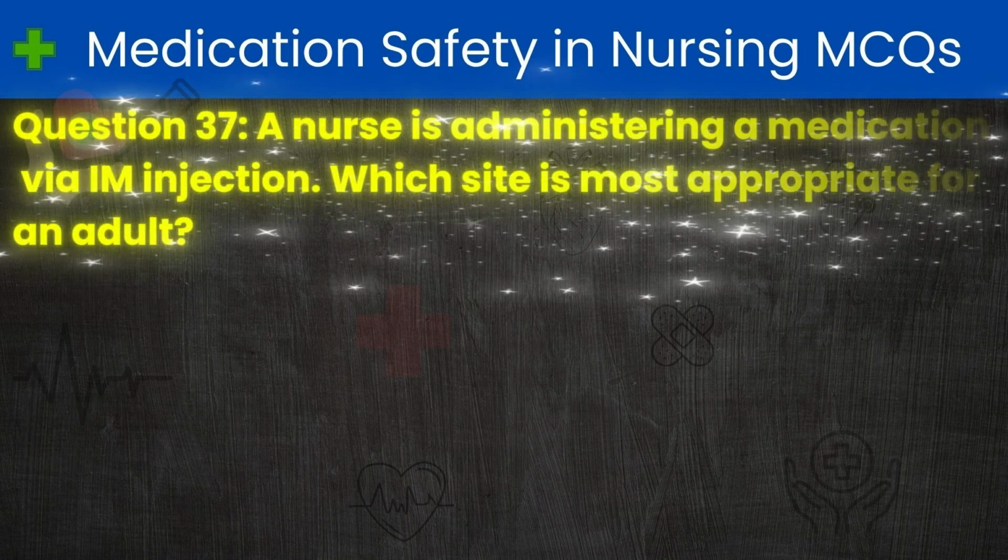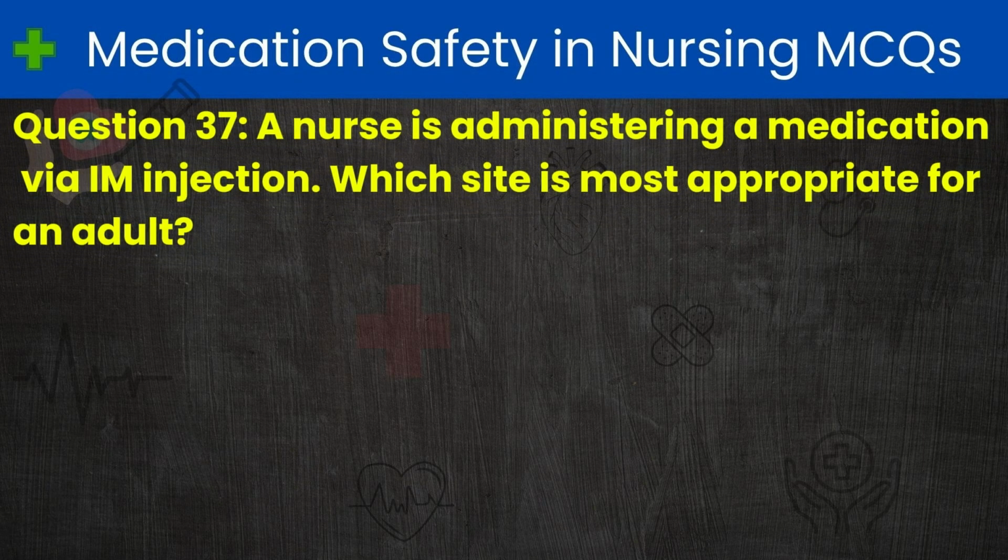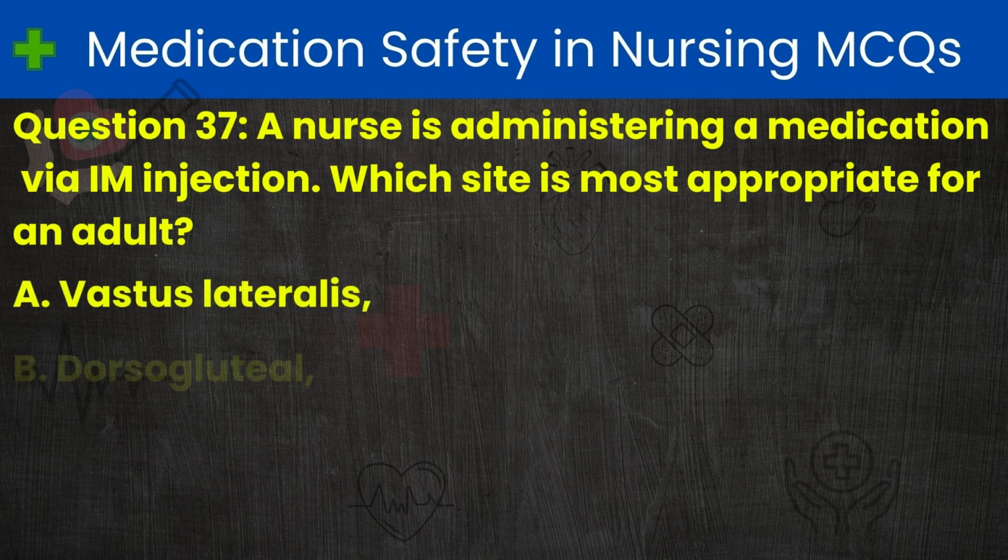Question 37. A nurse is administering a medication via IM injection. Which site is most appropriate for an adult? A. Vastus lateralis. B. Dorsogluteal. C. Deltoid. D. Rectus femoris.